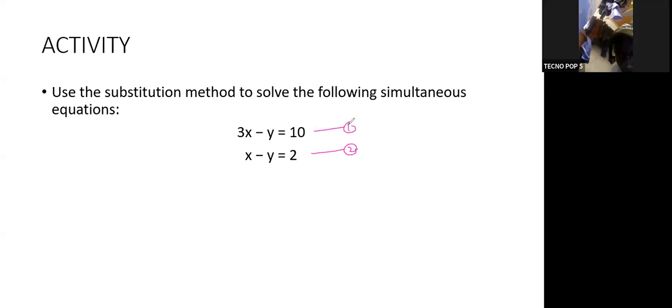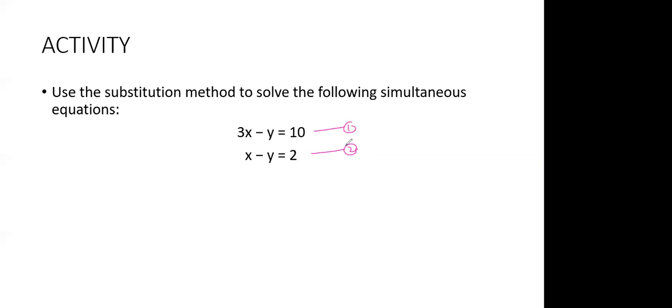You can use either equation 1 or equation 2. Whatever equation you choose, you get the same answer. Last time I used equation 1, now I can use equation 2. In my equation 2, I have x minus y is equal to 2. So I can still make x the subject. When I'm making x the subject, it means I remove the y. So I'll have x minus y plus y is equal to 2 plus y. So I'll end up with x is equal to 2 plus y. This is my third equation I'm forming.